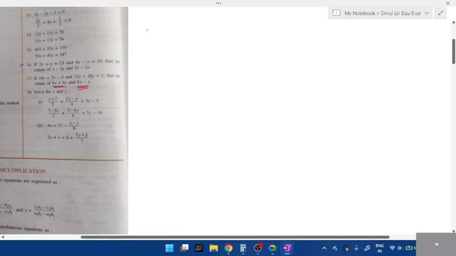Next question. Look, 18th, both the questions are tough. I'll do the first one, you have to do the second one. Look at the first one. Left hand side we have an equation. Does it have a denominator?